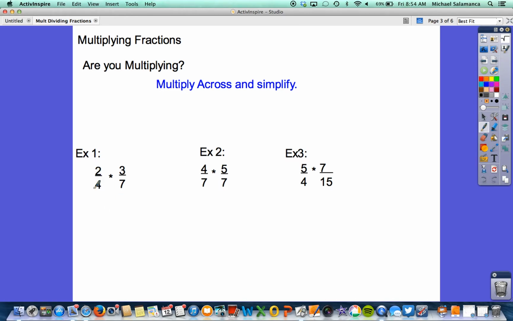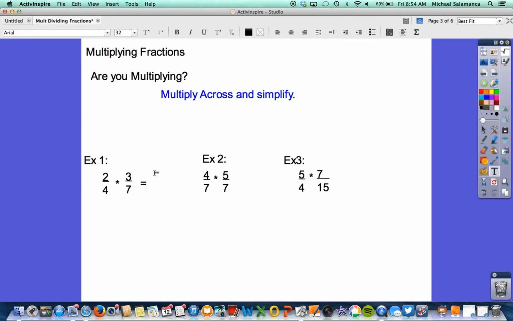So for example 1, you'll notice that yes, we are multiplying, so we are going to multiply across, and we have 6 divided by 28. Now notice we multiplied, but now we have to simplify. Now both the 6 and 28 are divisible by 2, so we're going to divide the 6 by 2, which gives us 3, and we are going to divide the 28 by 2, which gives us 14. Example 2, same idea. We're going to go ahead and multiply across, so that's 20 divided by 49.